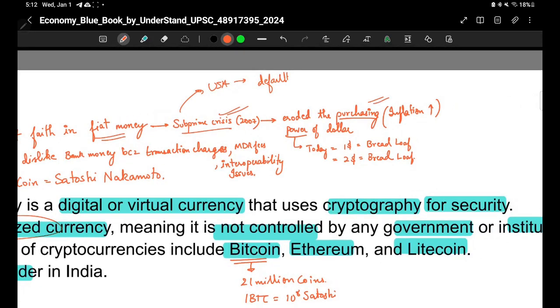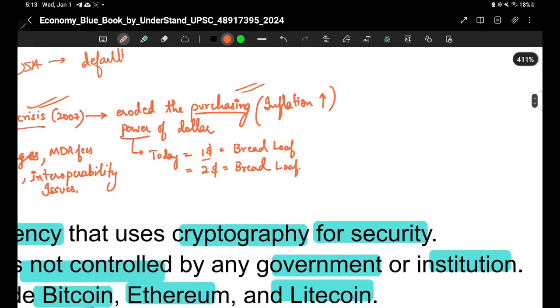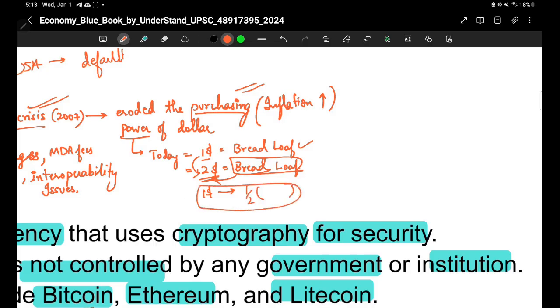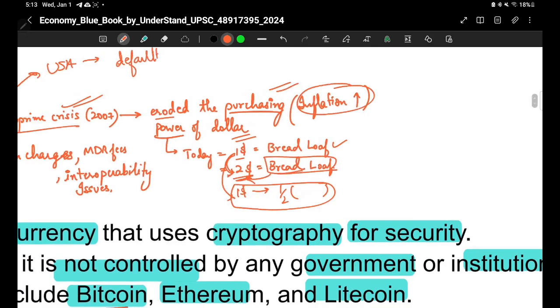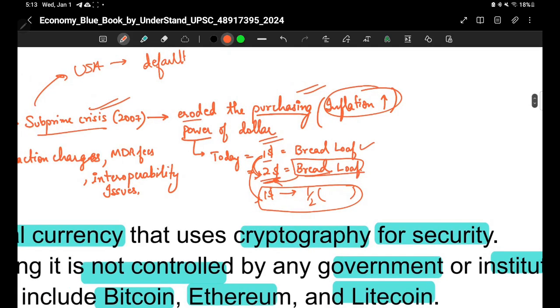What is the meaning of purchasing power? Let's say today, $1 you can buy one bread loaf. After the erosion of purchasing power, the same bread loaf you can buy now for $2. It has become expensive. So that means for $1 you can buy only half of the bread loaf. So purchasing power has decreased. It eroded the purchasing power of the dollar because inflation happened. So now $1 became $2. Because of inflation, it erodes the purchasing power of the dollar.